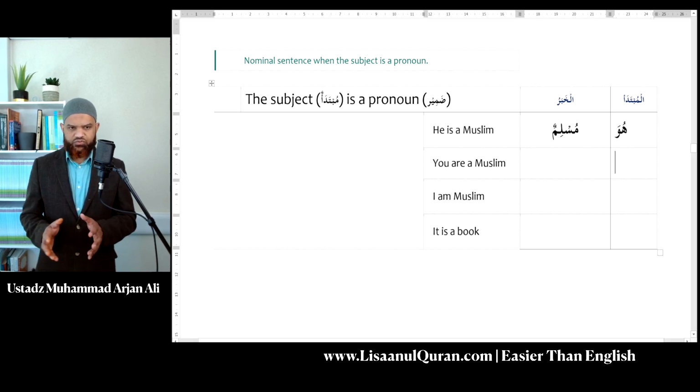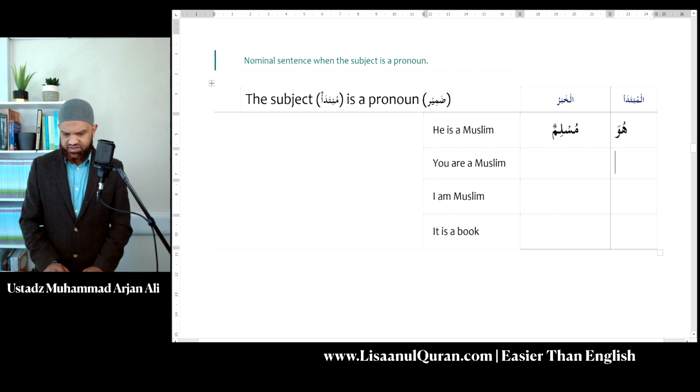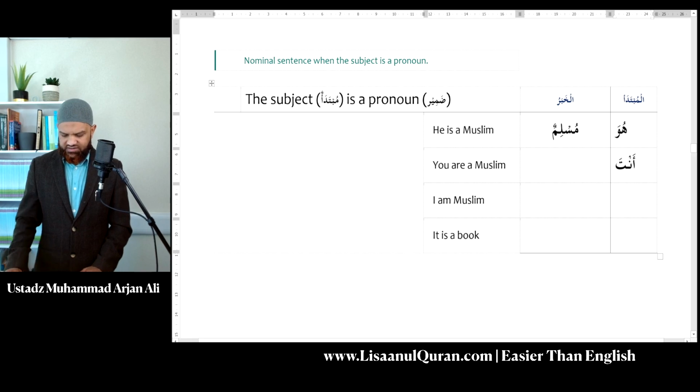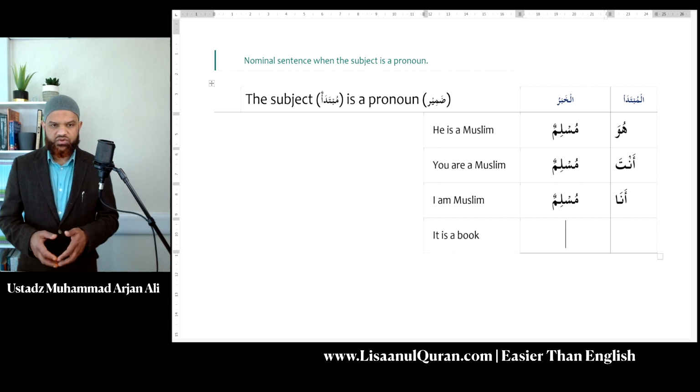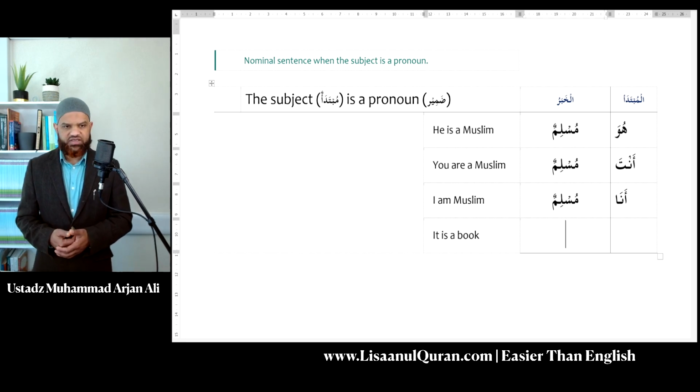Now again, please note pronouns are always definite. I've already mentioned, and these are in the rafa status. "You are a Muslim": Anta Muslimun. You are a Muslim. "I am a Muslim" will be Ana Muslimun.